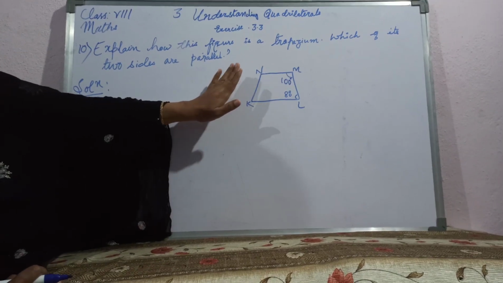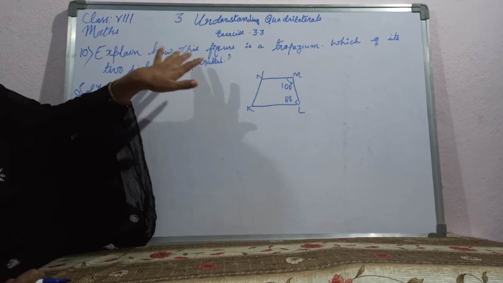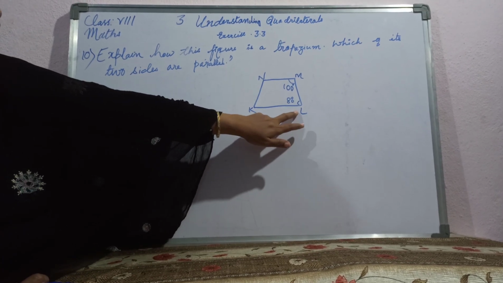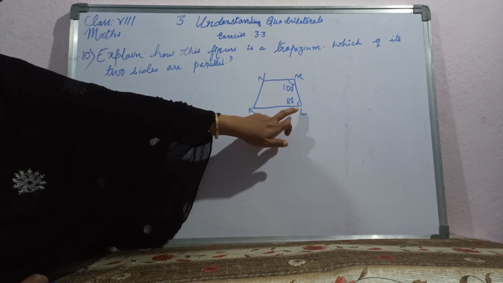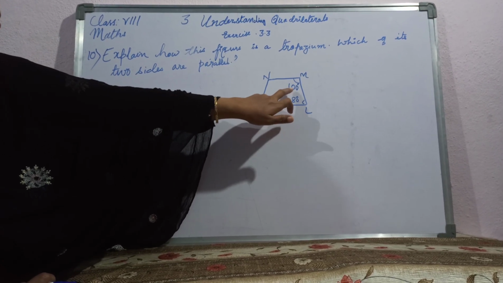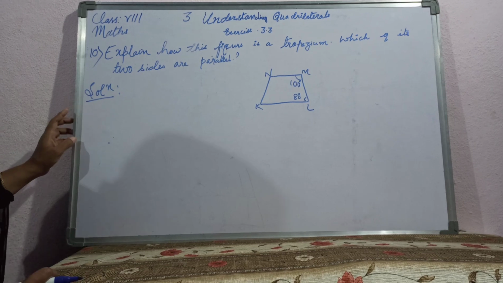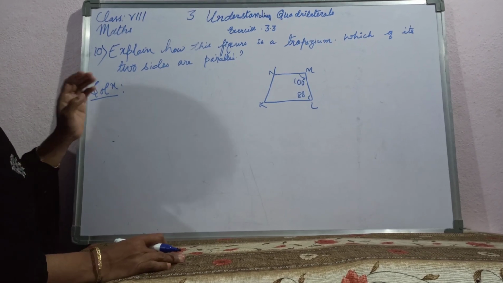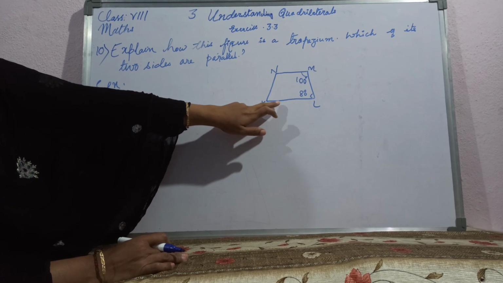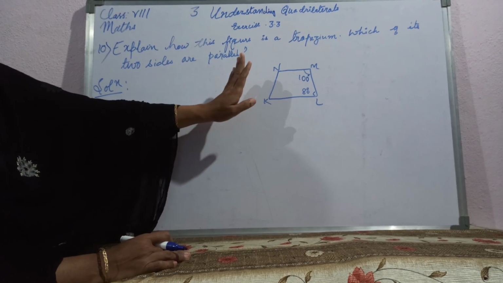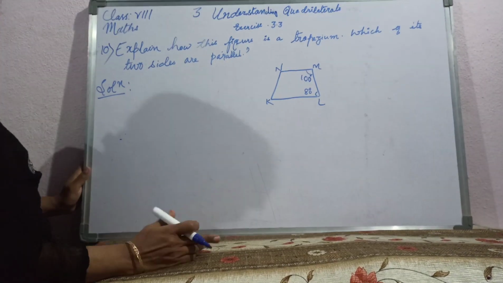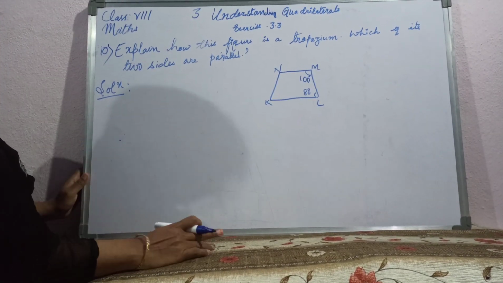KLMN is a quadrilateral, but we need to explain how this figure can be a trapezium. We have been given the measure of angle L, that is 80 degrees, and the measure of angle M to be 100 degrees. As you know very well, the property of the trapezium is that one pair of the opposite sides are parallel to each other. But simply we can't say that these two lines are parallel to each other. We need to show how they are parallel.